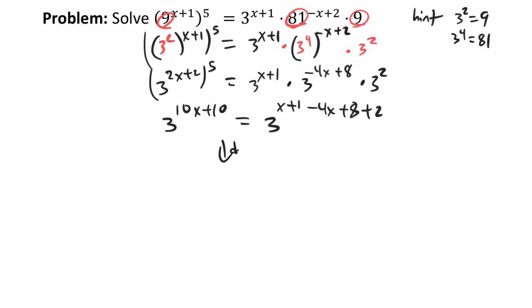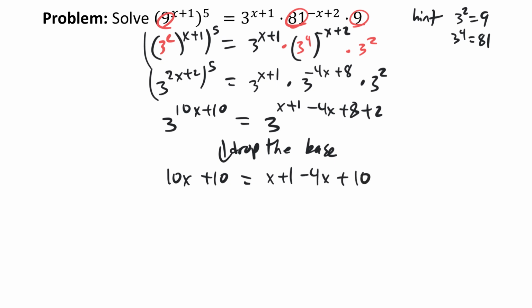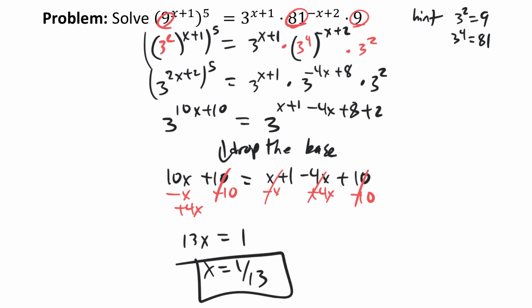All right, now we can drop the base. So 10x plus 10 equals x plus 1 minus 4x plus 10. Let's put everything on the left side, so that'll be minus x plus 4x plus 4x minus 10. So that's going to be 13x equals 1. X equals 1 over 13.